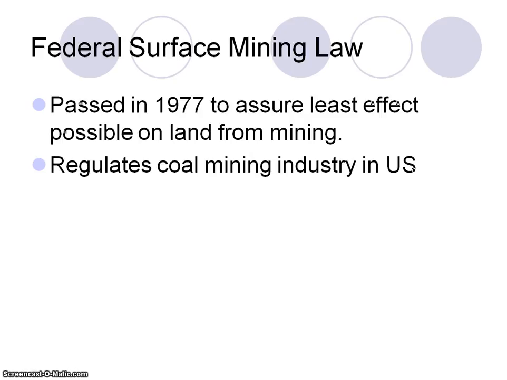The big federal law, the U.S. regulates this stuff by the Federal Surface Mining Law. It was established in 1977. Pretty much it's making sure that we have the least effect possible on the land from mining processes. It also regulates the coal mining industry in the U.S., making sure that the coal mining industry has the smallest amount of effect possible on the land when coal mining occurs, since that is our biggest mining profit.